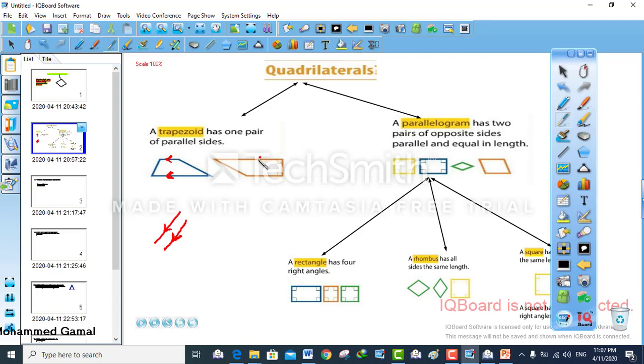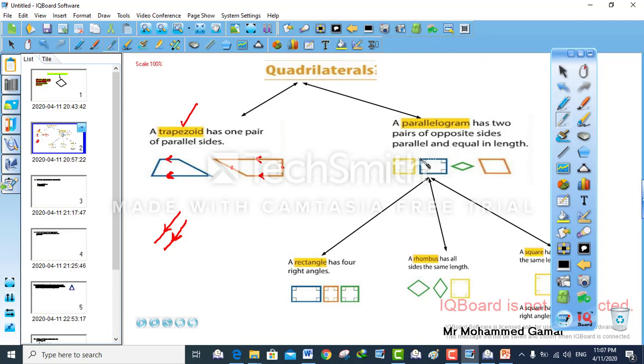Also this one has one pair of parallel lines. What about the other two? This one and that one, they are not parallel. So we have here one pair of parallel lines. This is called trapezoid. The other one, or the other son, is the parallelogram.